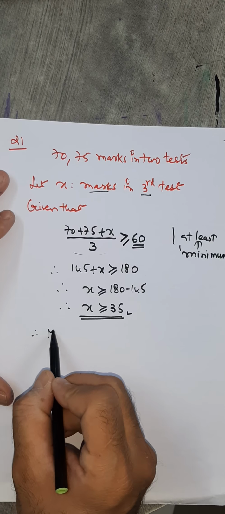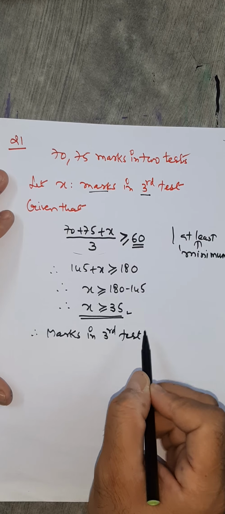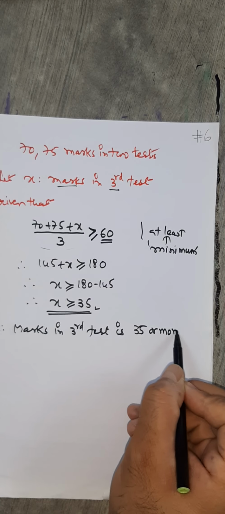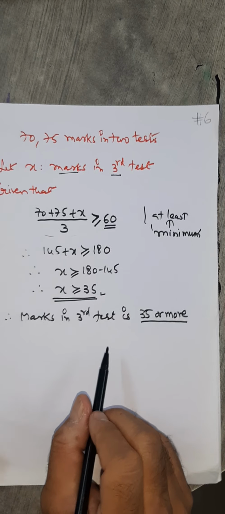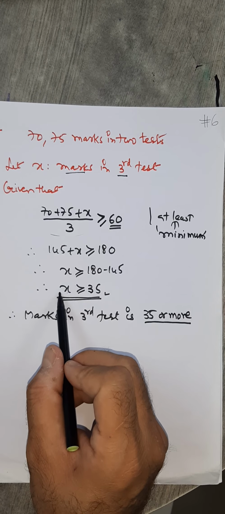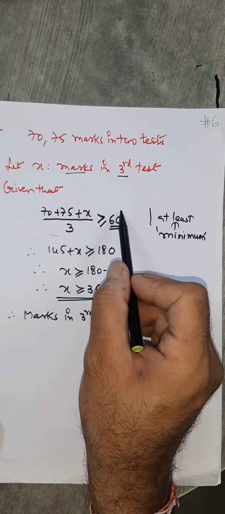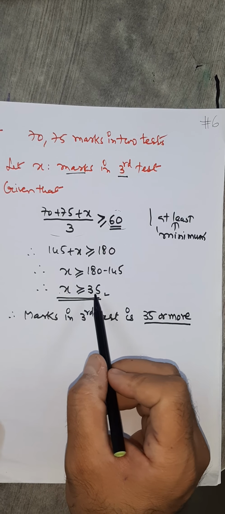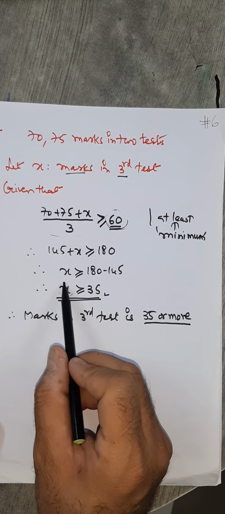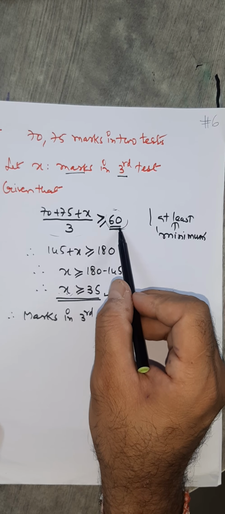So marks in the third test is 35 or more. In the third test he has to score at least 35. See, the value of x is 35 and greater. That means he has to score minimum 35. If he scores 34, then the average will not be 60. If he has scored 40, then his average will go above 60. If he has scored, for example, 25, then the average of these three will not be 60, it would be less than 60. Fine.